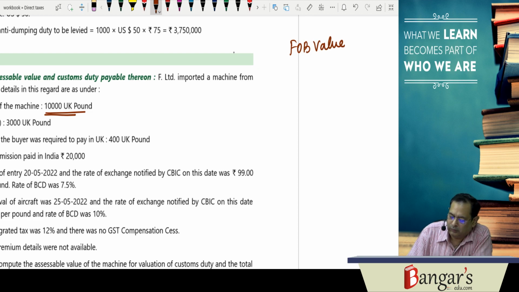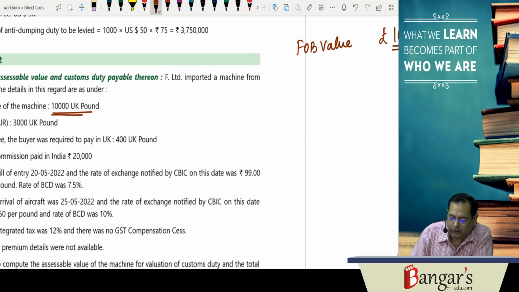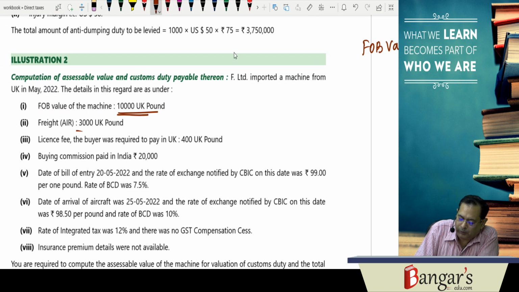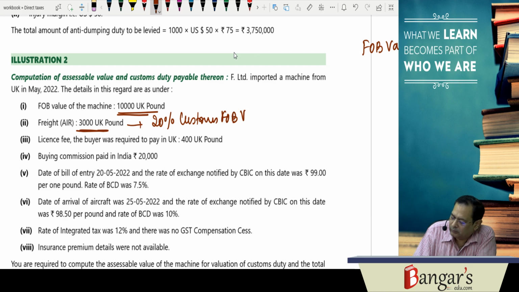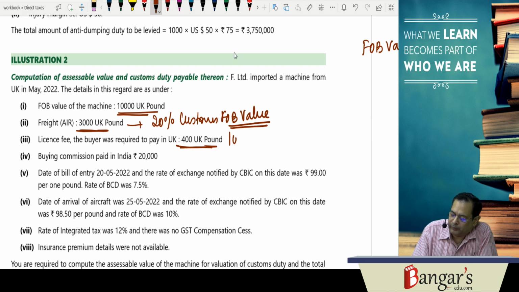That is 10,000 pounds. Now here, air freight has been provided, 3,000. Air freight cannot exceed 20% of what? The customs FOB value. License fees, which the buyer was required to pay as per 10(1)(c), will be included. Buying commission won't be included.